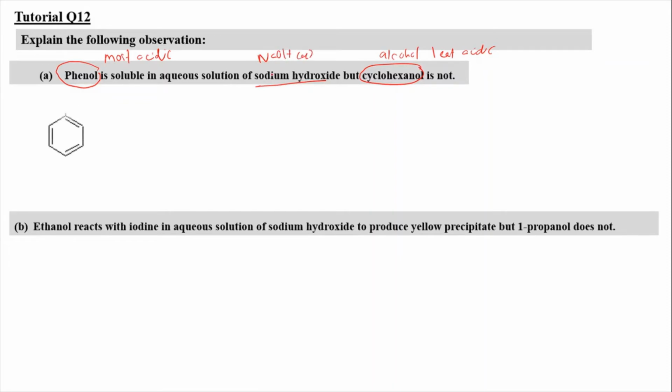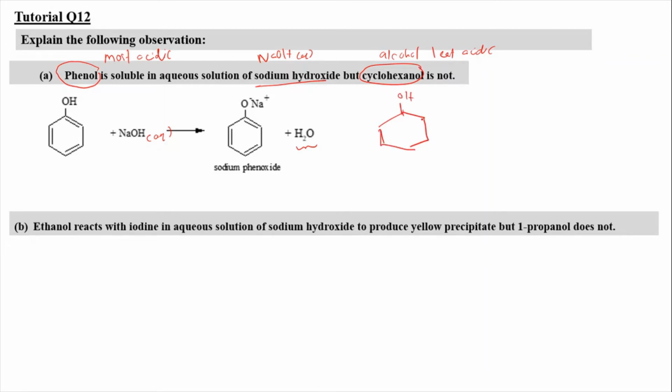So the most acidic phenol will react with the aqueous sodium hydroxide. Phenol is going to react with aqueous sodium hydroxide, and this replaces the hydrogen with Na+. This produces sodium phenoxide, and the byproduct is water, because the hydrogen that is removed reacts with OH to produce water. However, cyclohexanol, which is this structure here, is the least acidic, so it cannot react with sodium hydroxide. No observable changes.